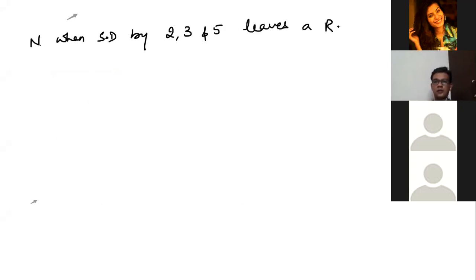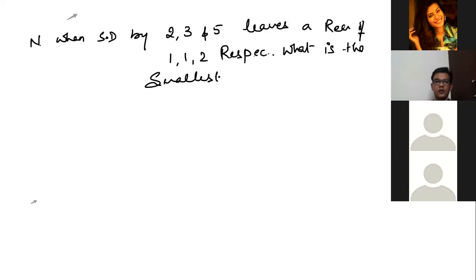Right. So let's take an example here. Let's say that a number, when successively divided by 2, 3, and 5, leaves a remainder of 1, 1, and 2 respectively. So let's assume that this is the statement given. And they are asking me, what is the smallest number? Okay, they are asking me what is the smallest number.